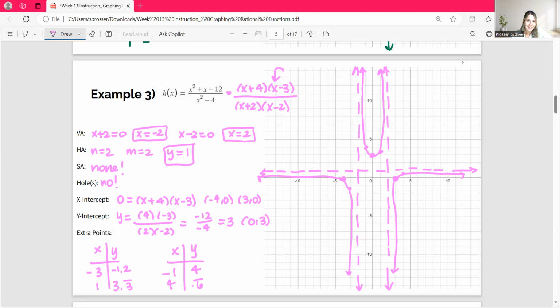Great job, guys. That is 3 examples on how to graph rational functions, putting together everything that we've learned. Send any questions my way. Great job.